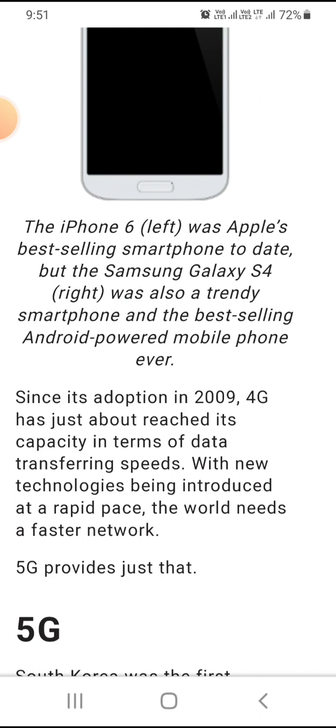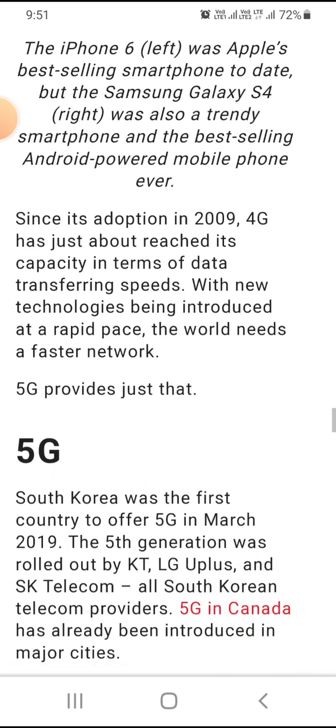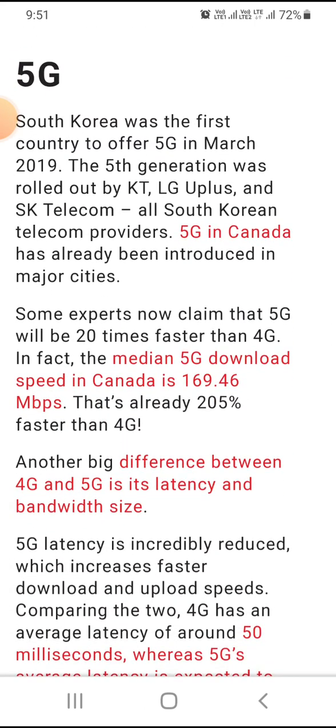Since its adoption in 2019, 4G has just about reached its capacity in terms of data transferring speed. With new technologies being introduced at a rapid pace, the world needs a faster network. 5G provides just that. South Korea was the first country to offer 5G, in March 2019. The fifth generation was rolled out by KT, LG U+, and SK Telecom, all South Korean telecom providers.